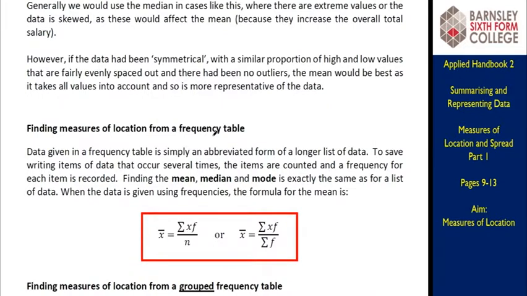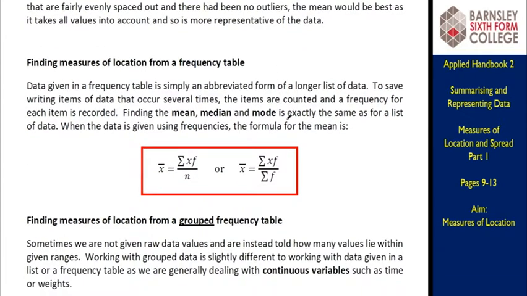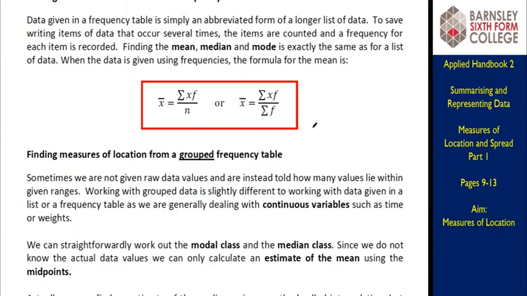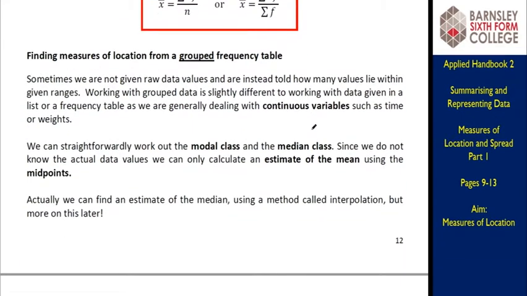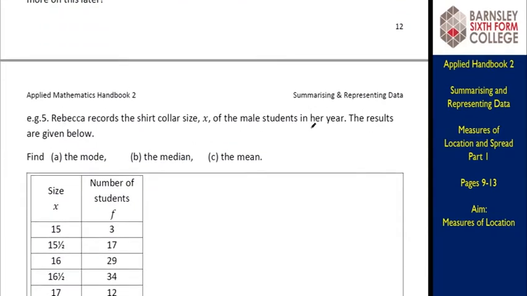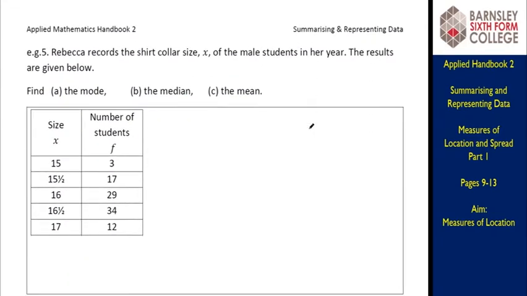So what we're going to move on to is finding the measure of location from a frequency table. So we're going to find the mean, median, and mode from a frequency table. Again, if you want to read through this here, you can. I'm not going to read this out now. I'm just going to go straight into example 5.